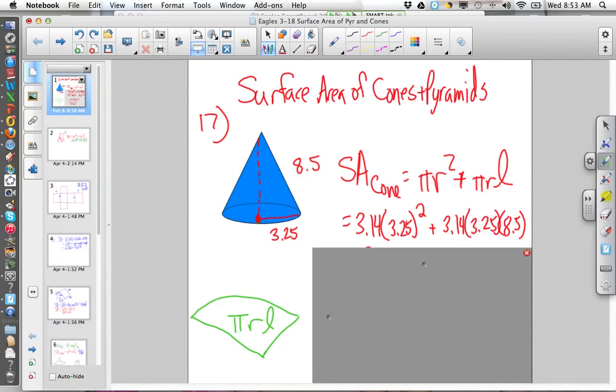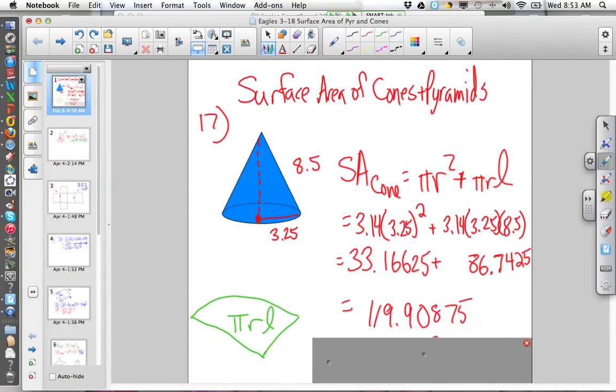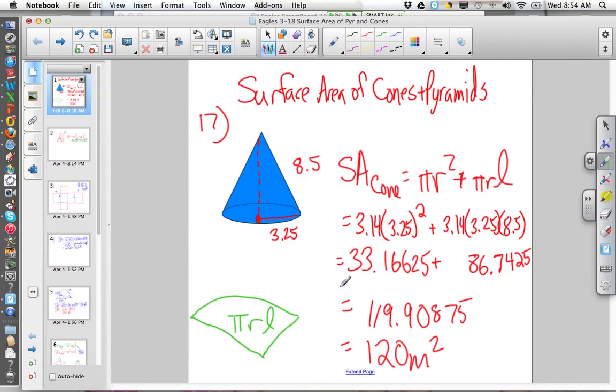So then we plug in. This is a definite problem we're going to use our calculator on. 3.14 times 3.25 squared plus pi times 3.25 times 8.5. We multiply. We're careful to be organized here. We add it up, and I believe they want us to round to 3 digits. So we look 1 to the right, round up. So our answer is 120 meters squared.